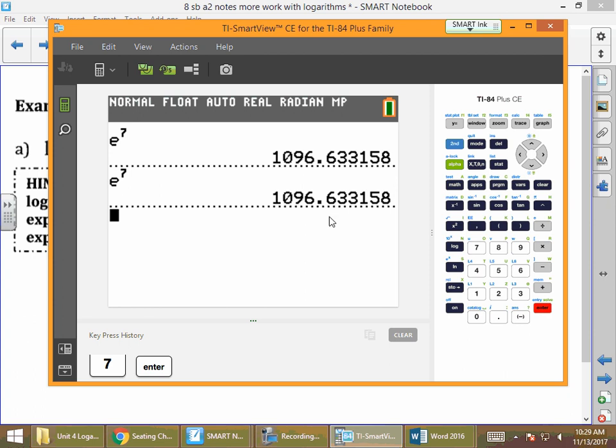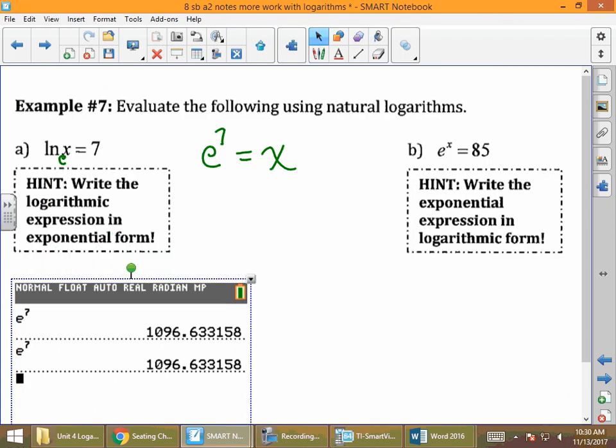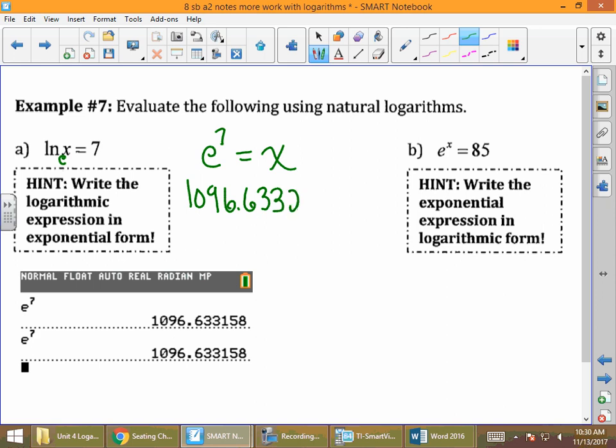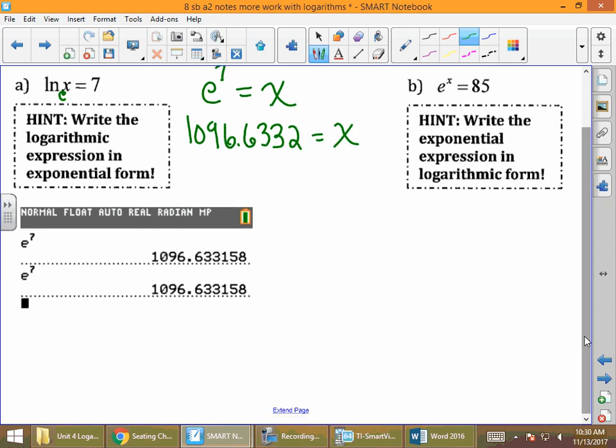But either way, when we type that into the calculator, we get the value here of 1096.6332. And again, I take the time to point out the fact that here's a 5, which means that we're going to round that 1 up to 2.